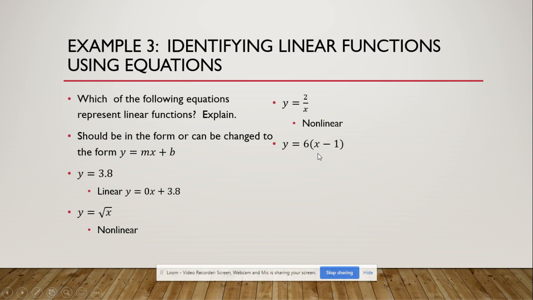All right, this one, it's not quite in mx plus b format, so I may need to do a little bit of finagling, but I could use distributive property, and then I get 6x minus 6, and this is in that format. This is linear. So we got 6x minus 6. I know it says plus b here, but really that's just the same as plus negative 6. So b is negative 6.